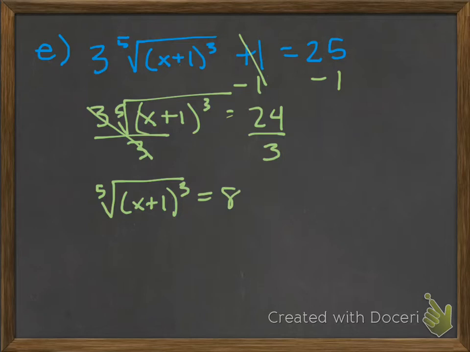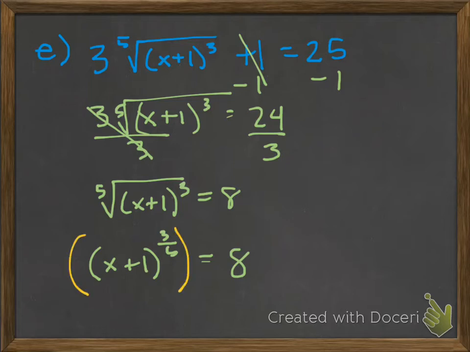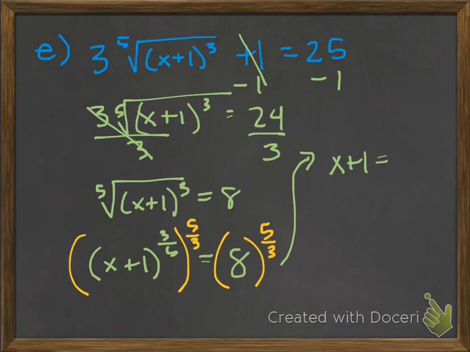And in order to get rid of this, I want to be able to rewrite it as x plus 1 raised to a power. So x plus 1 is going to be raised to the 3/5 power. And if I want this to cancel out, I'm going to raise both sides to the reciprocal, so the 5/3 power. So on the left-hand side, the exponents are going to cancel, and I'm left with x plus 1. On the right-hand side, we're going to rewrite this as the cube root of 8 to the 5th power. And the cube root of 8 is just a positive 2.